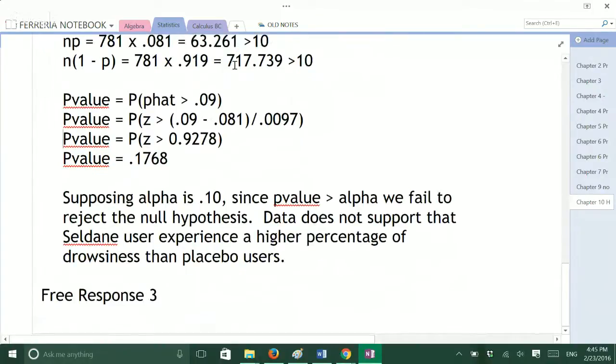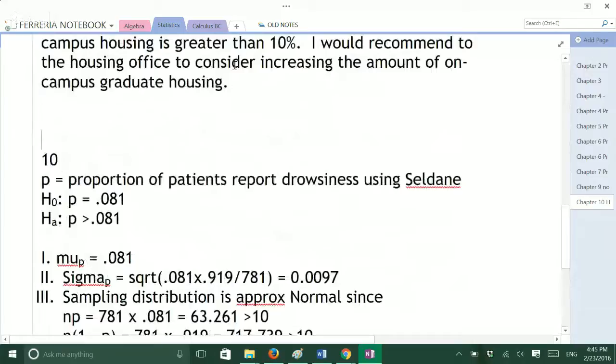Did I write free response 2 up here? No, I didn't. Did I write it here? I don't know. Free response 2.